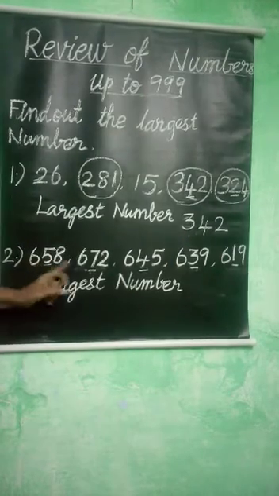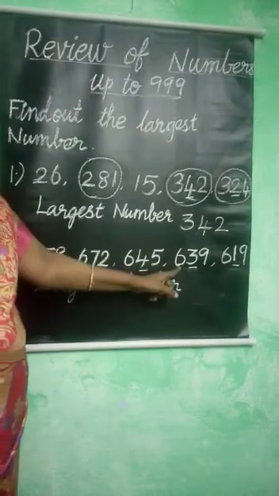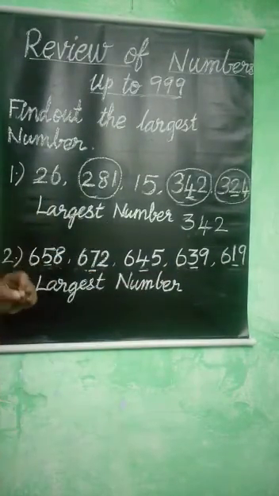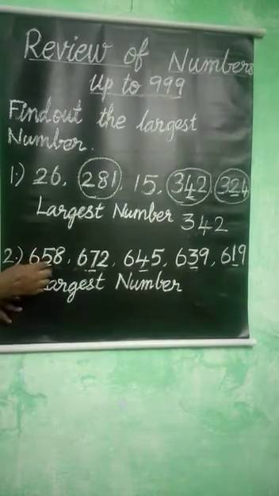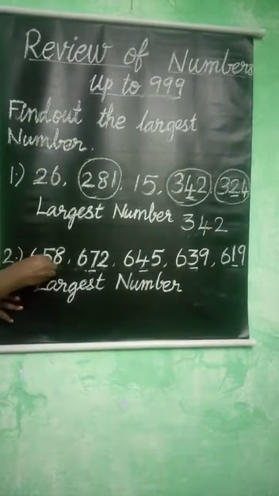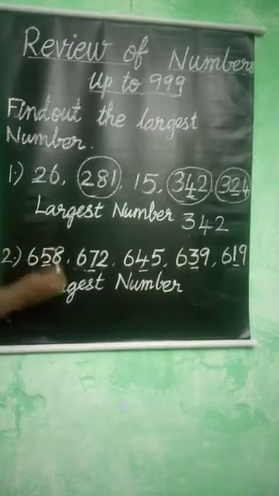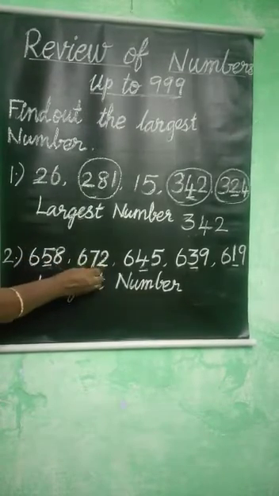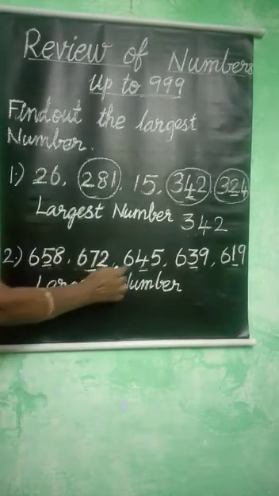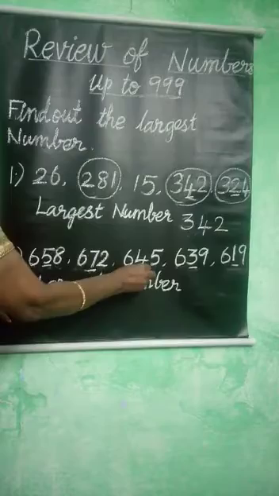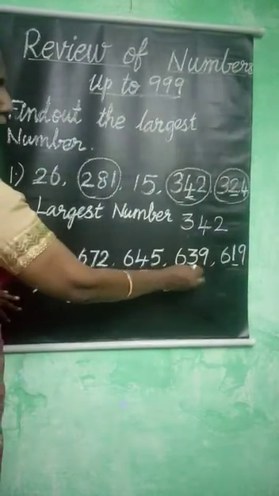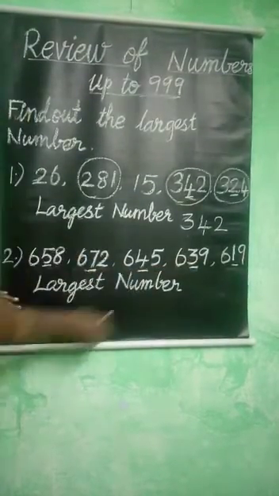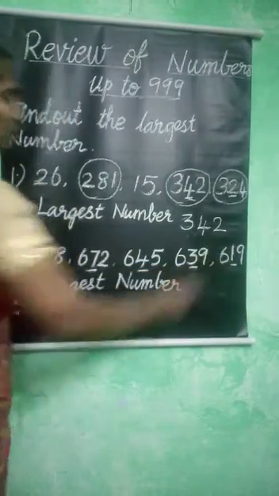If the 100 place is equal in all the numbers, then we have to check the tens place to find out the largest number. Now look at the tens place. In 658, 5 is present. In 672, 7 is present in tens place. In 645, 4 is present. In 639, 3 is present. In 619, 1 is present.